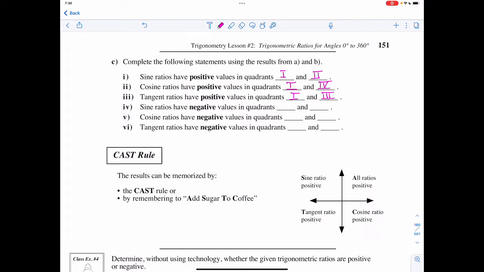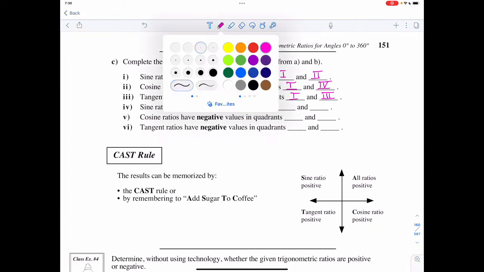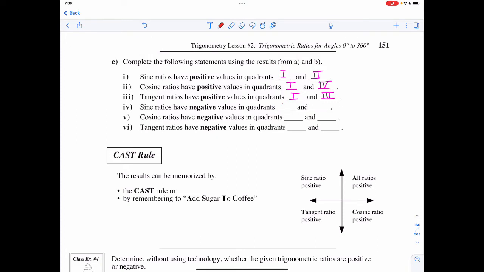If we know when they're positive, it's easy enough to decipher when they're negative, whenever they're not positive. So if sine was positive in 1 and 2, then it's going to be negative in 3 and 4. If cos was positive in 1 and 4, then it's going to be negative in 2 and 3. And if tan was positive in 1 and 3, it's going to be negative in 2 and 4.